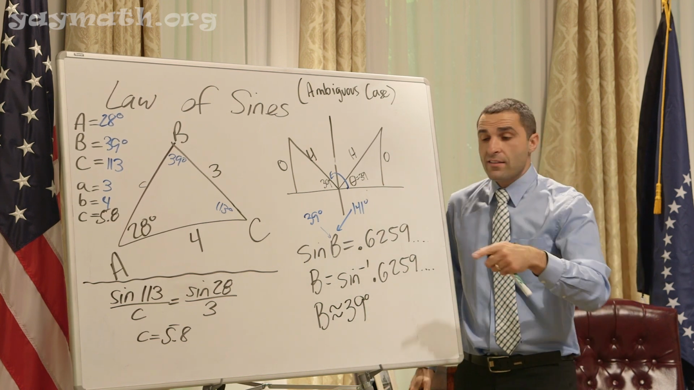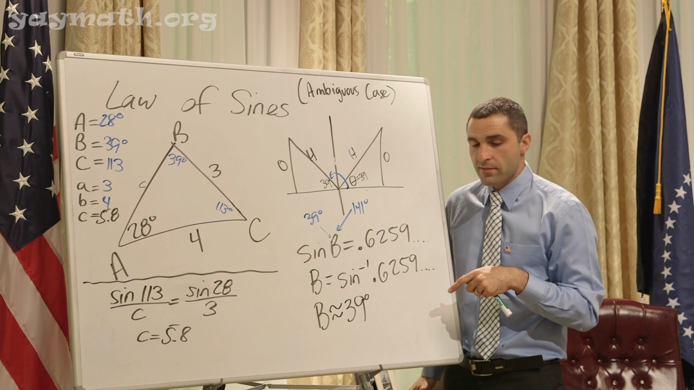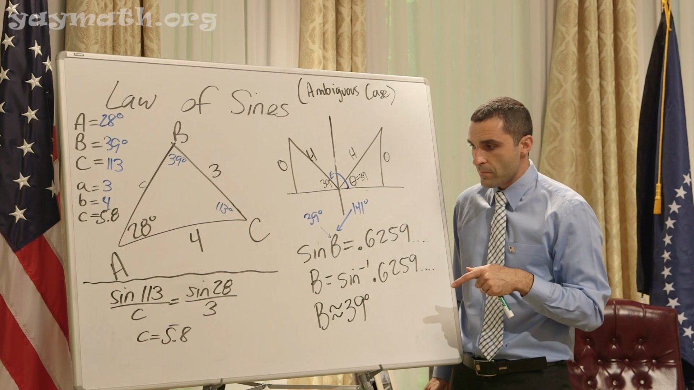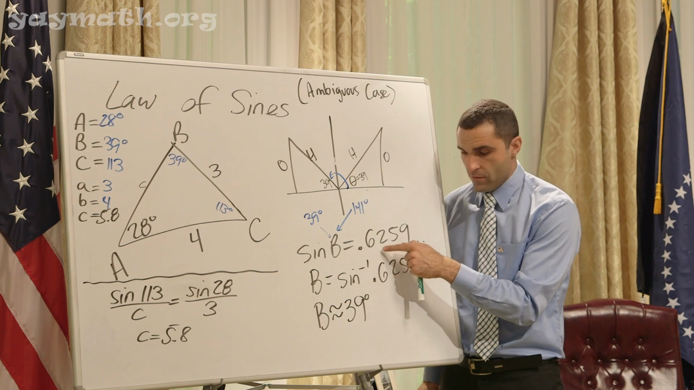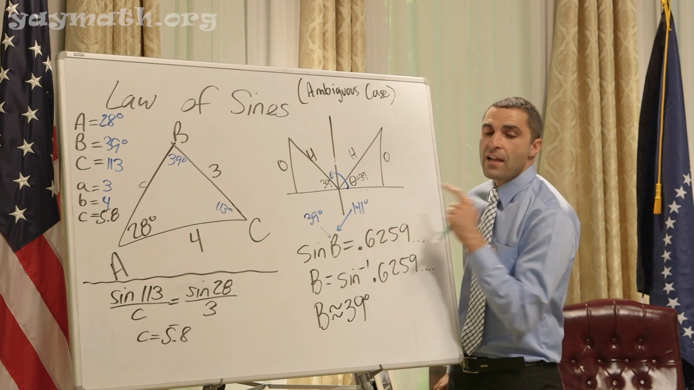So on your calculator, do sine of 39. You get 0.6259, right? Now do sine of 141.